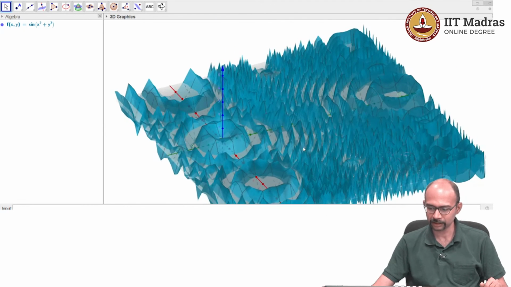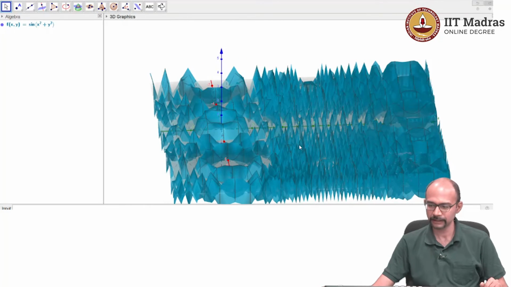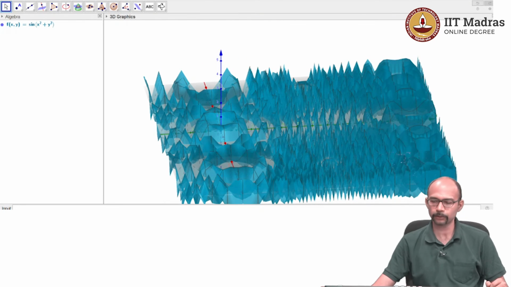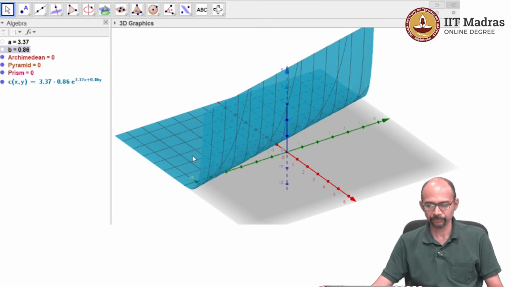So this is a very interesting function. It looks very nice. As you can see, graphs of functions can yield some very beautiful, visually appealing pictures.